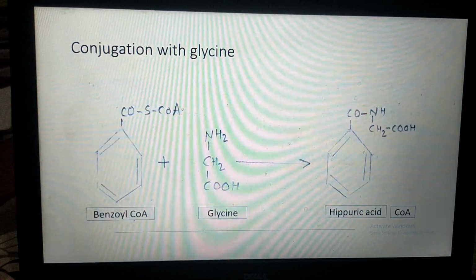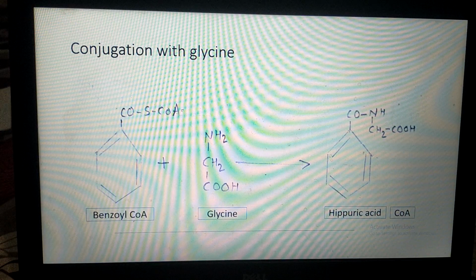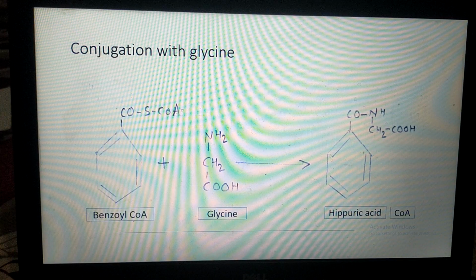Now conjugation with glycine. Here the example is benzoyl CoA, which combines with glycine to form hippuric acid and coenzyme A. Now this benzoyl compound we generally take as a food preservative. They are added in the food as a preservative, which is a hydrophobic compound, therefore it is difficult to remove. In the liver, it is conjugated with glycine and converted into hippuric acid, which is water soluble and easily excreted out of the body.